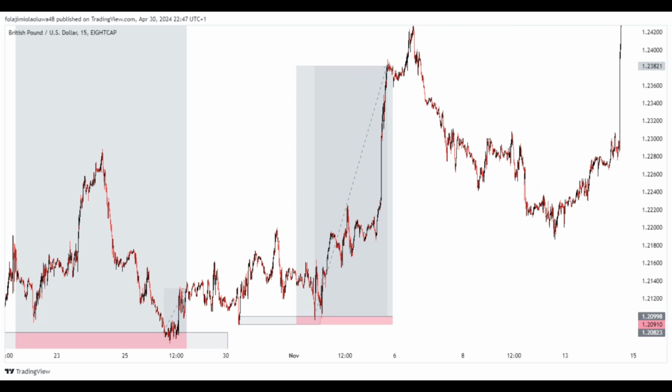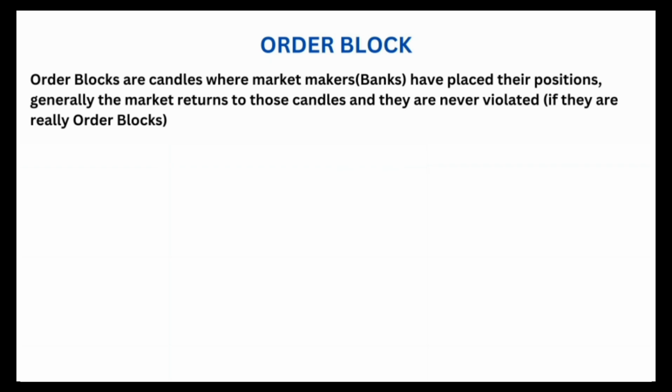That is the reason why I made this video, to know the perfect order block, the real order block in the market. Before we go into the video, we're going to discuss the order block definition, and the two types of order block we have in the market. What is an order block? Order blocks are candles where market makers and banks have placed their positions. Generally, markets return to those candles and they are never violated if they are truly real order blocks. So this definition is correct, but we have to understand the one that price is going to eventually return to, because it's not every single order block that price respects.